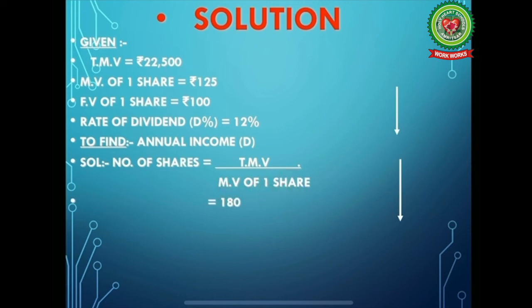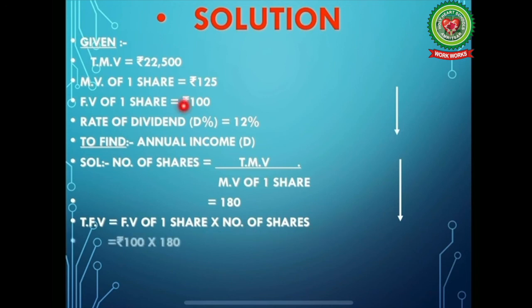So total market value is 22,500 and market value of one share is rupees 125. On dividing them, we get the number of shares as 180. After calculating the number of shares, we are going to calculate the total face value, which is equal to face value of one share into number of shares. The face value of one share is rupees 100 and the number of shares we have calculated to be 180. So it will be rupees 100 into 180, which comes out to be rupees 18,000.